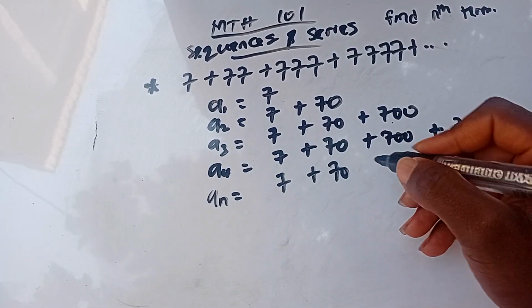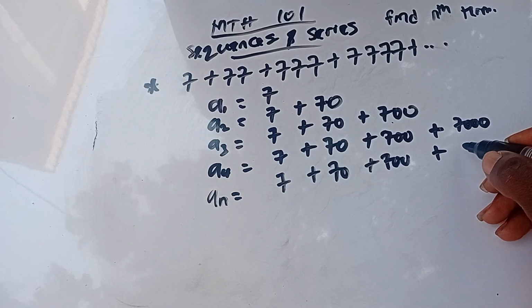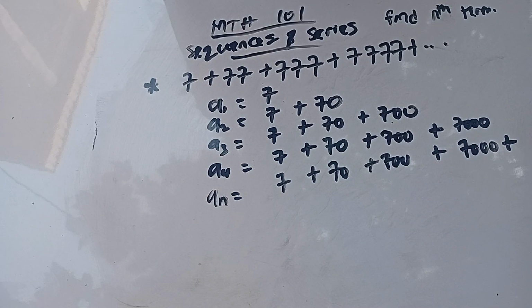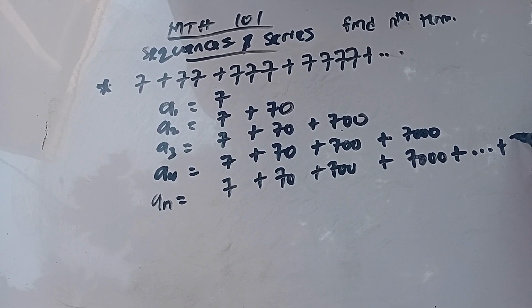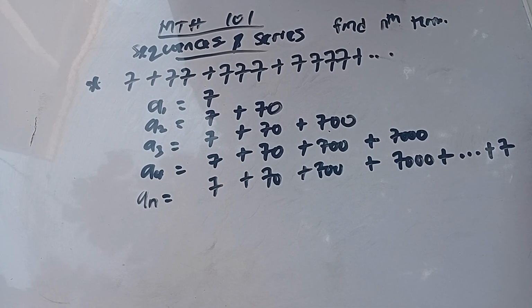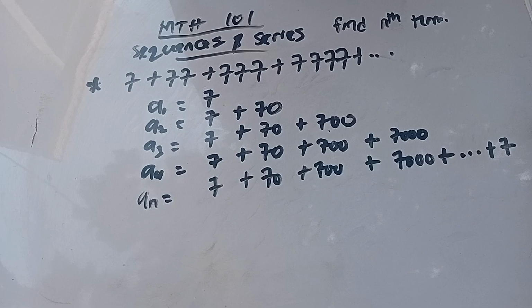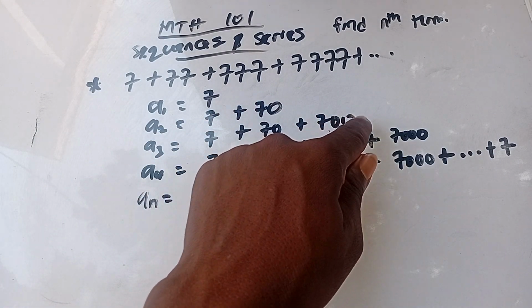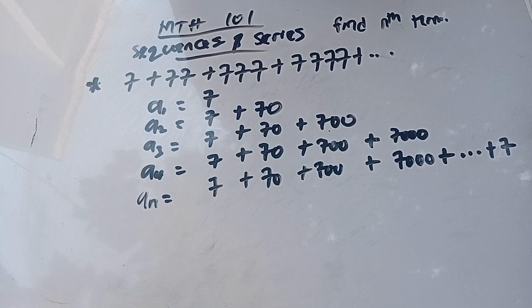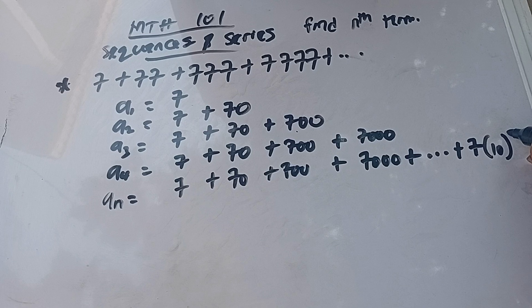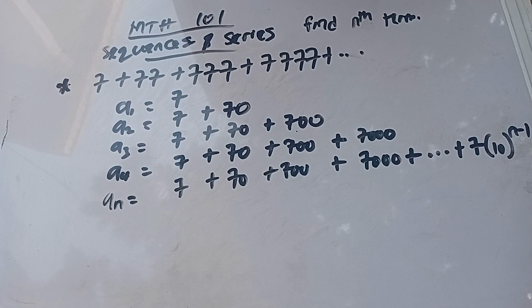So our An now will give us 7 plus 70 plus 700 plus 7,000 plus dot dot dot plus 7 times x. You can decide to write it with times 10: 7 times 10, then 7 times 10 square, then 7 times 10 cube. So this will give me 7 times 10 raised to power n minus 1. Or you can decide to just put a single term there as x.